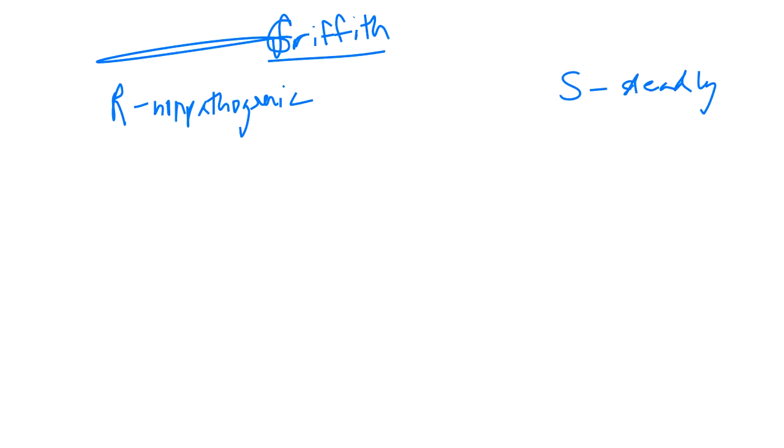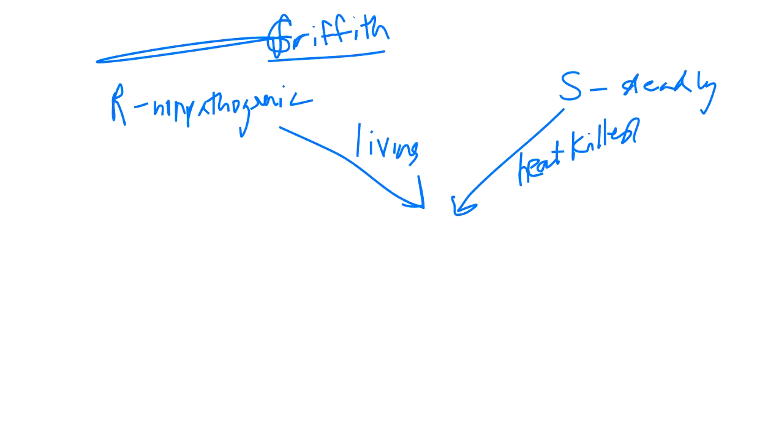Well, it was no longer able to cause the mouse to die. So he knew he had killed those particular cells. Then he took the heat killed dead S cells, okay? He knew that they could no longer cause the mouse to die, and he incubated them with some living non-pathogenic cells. So these didn't cause death, right?